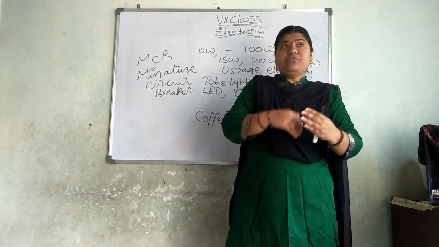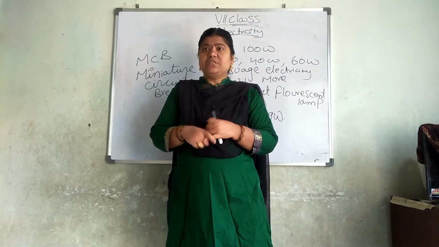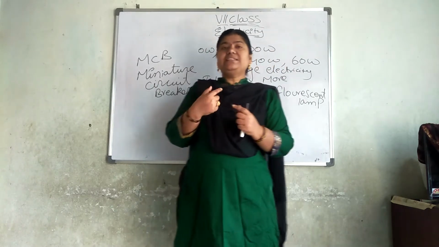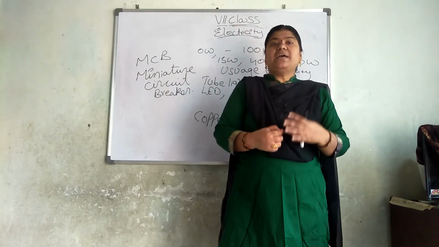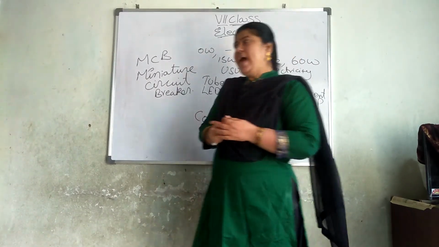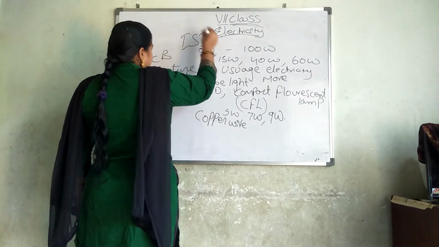Did you understand? Now the very important thing is, we talked about compact fluorescent lamps, tube lights, bulbs, then we talked about fuse, then we discussed MCB. When you are trying to purchase these in the market, you have to look for the government ISI mark.